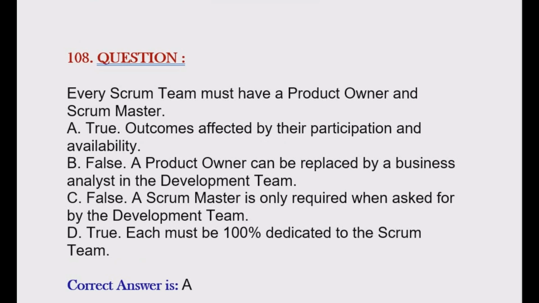Option B, false. A product owner can be replaced by a business analyst in the development team. Option C, false. A Scrum Master is only required when asked for by the development team. Option D, true. Each must be 100% dedicated to the Scrum team. Correct answer is option A.